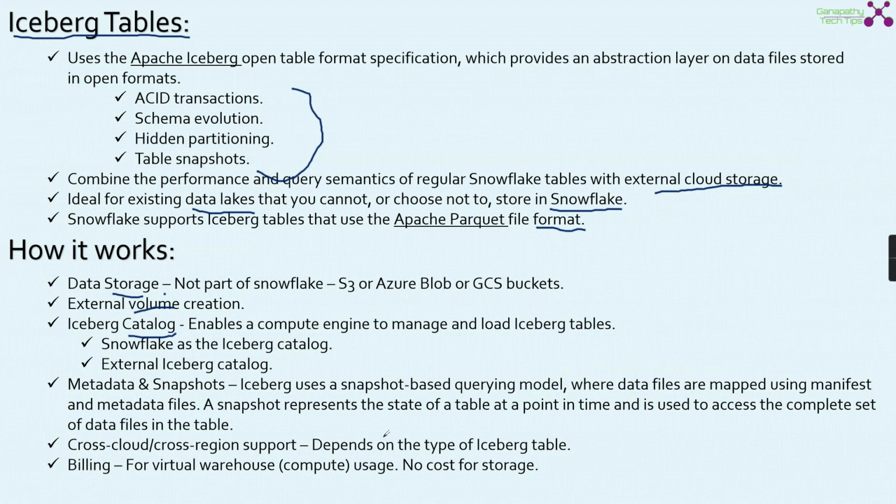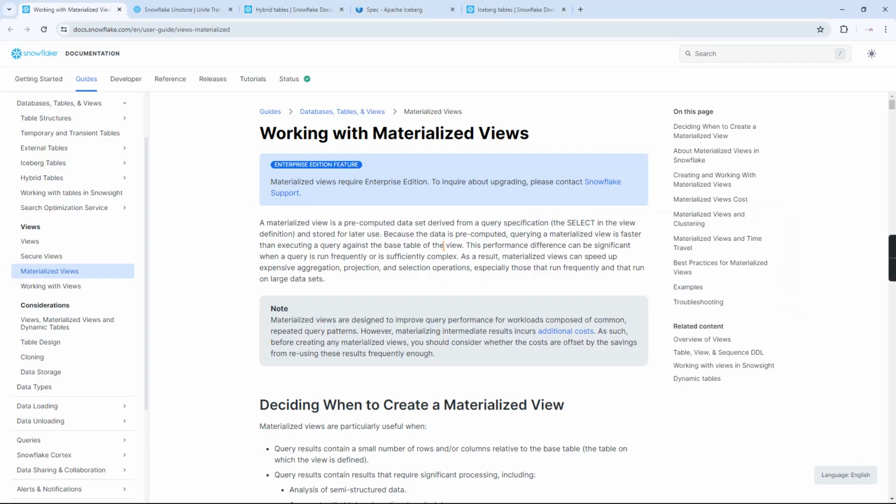When it comes to cross-cloud and cross-region support, it depends upon the type of the Iceberg table which we are going to use. And for the billing, if you know, only for the virtual warehouse compute usage we are going to be billed. There is no cost for storage. Why? Because the data is already stored in the cloud storage like S3 or Azure or GCS buckets.